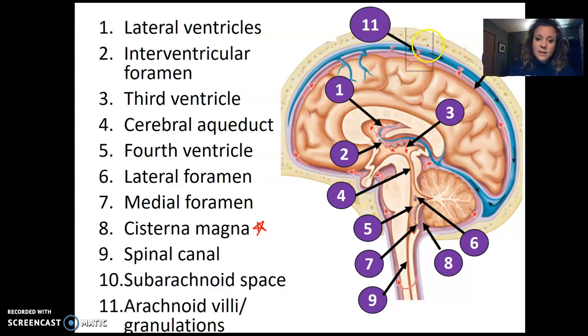And this is an interesting little structure. I think that they look like little chef hats. But these are called the arachnoid villi or the arachnoid granulations. Your book is calling them the arachnoid granulations. So I wanted to include that on the slide here.